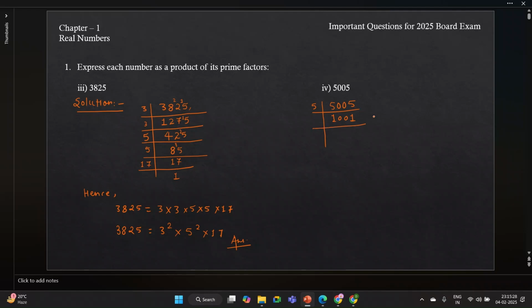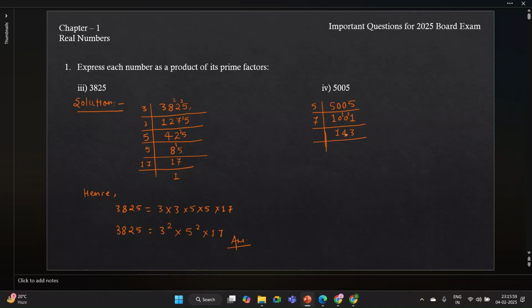Okay, now which number divides this one? If you check, it is divisible by 7. So I'm writing it down. 7 times 1 is 7, then 3. 7 times 3 is 21 here. Then 7 times 4 is 28, and then 2 is here, which means 21. Then 7 times 3 is 21. Okay, now 143.